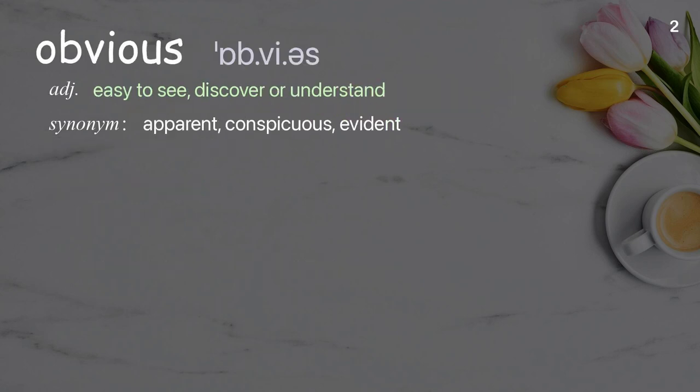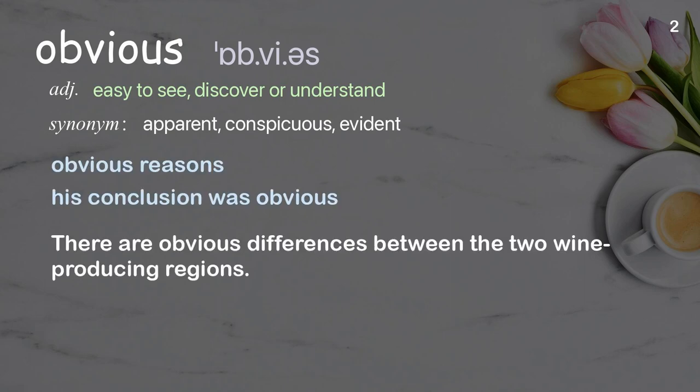Obvious. Easy to see, discover, or understand. Examples. Obvious reasons. His conclusion was obvious. There are obvious differences between the two wine-producing regions.